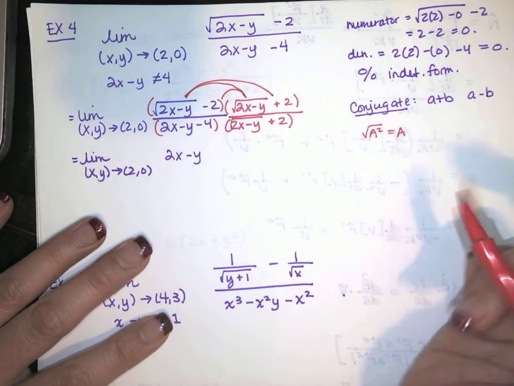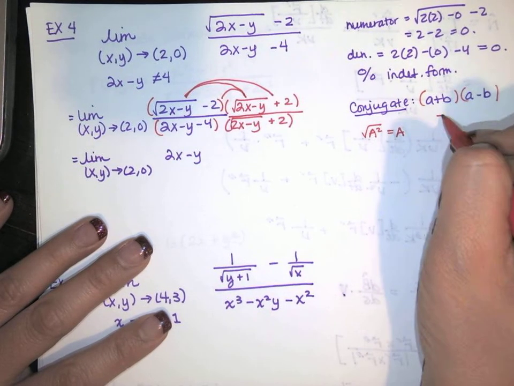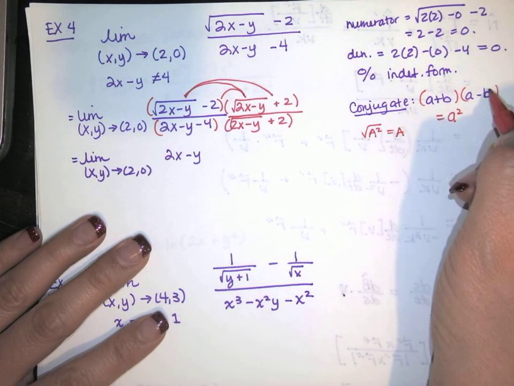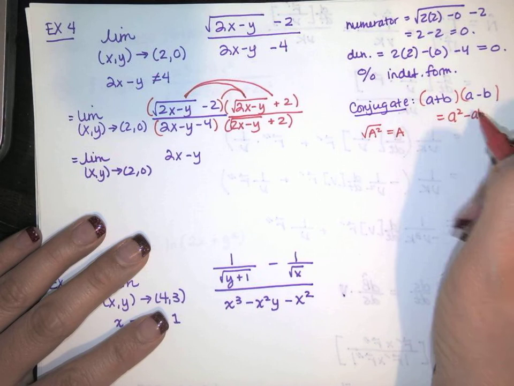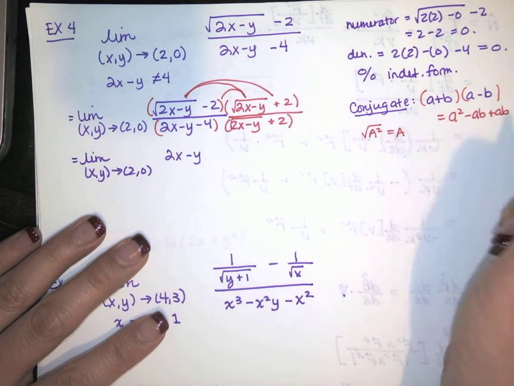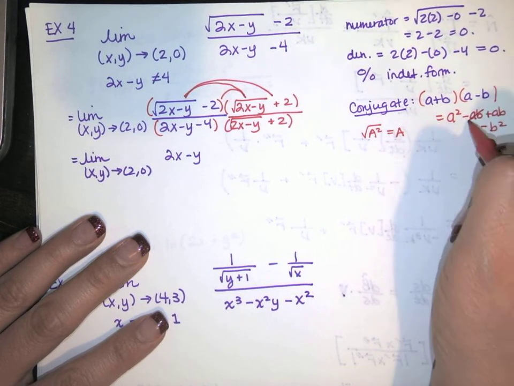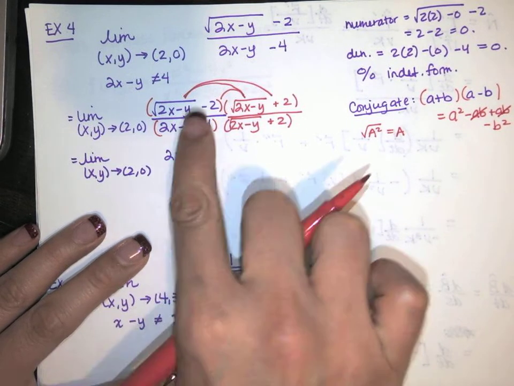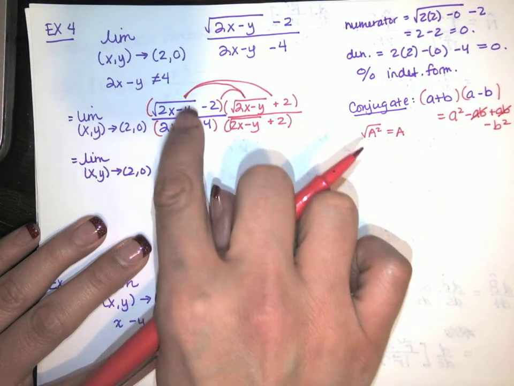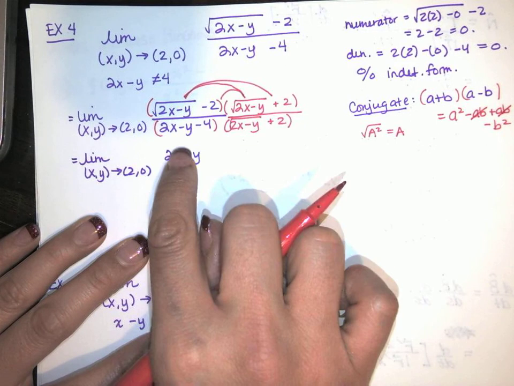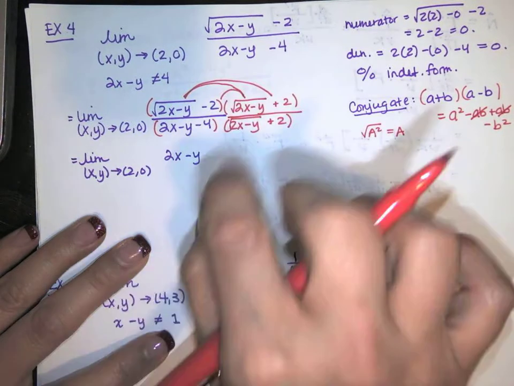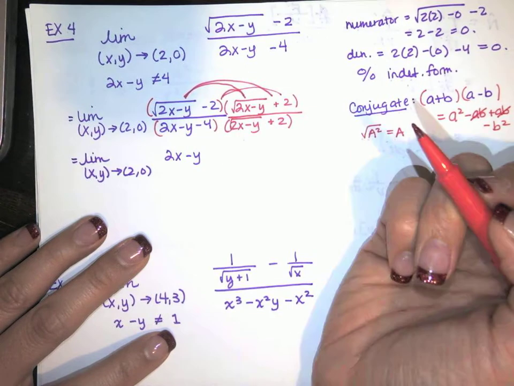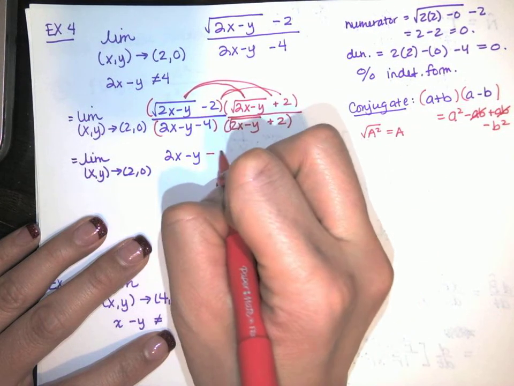So those cancel. That's always going to happen when you multiply conjugates together, because first times first is a squared. Outer times outer is minus ab. Inner times inner is plus ab. Last times last is negative b squared. So those are always going to reduce. We're going to have a squared minus b squared every time. But if you're not sure, FOIL: this times this is 2 times its square root. This times this is a negative 2 times its square root, so they're gone. And last times last is a negative 2 times a positive 2, which is going to give me a negative 4.